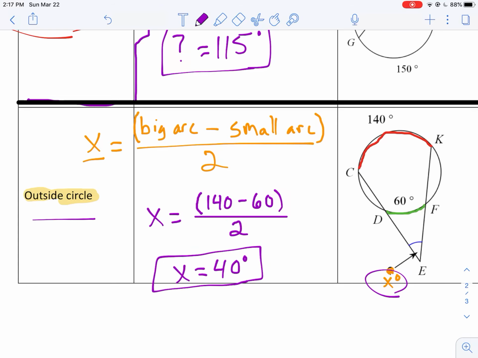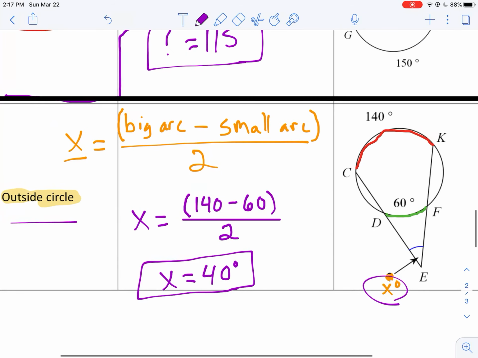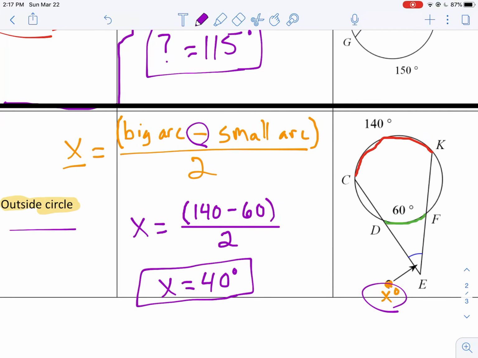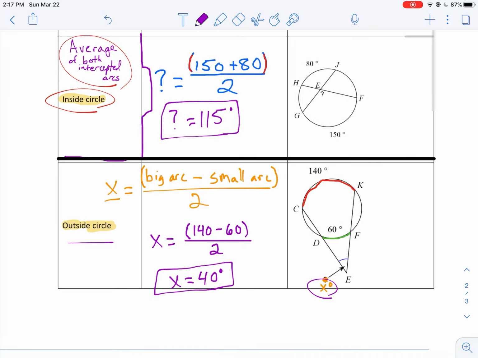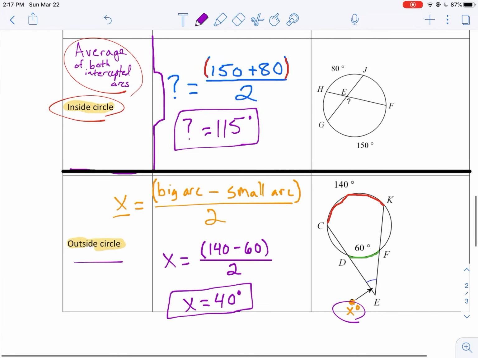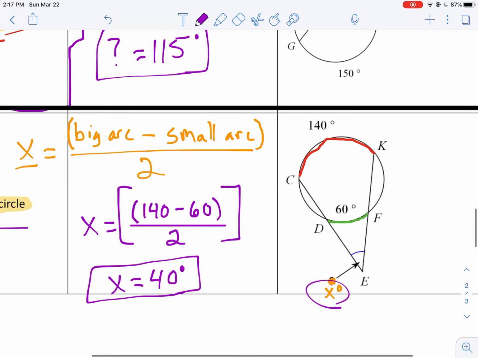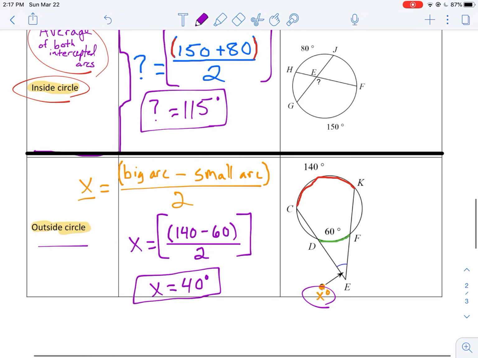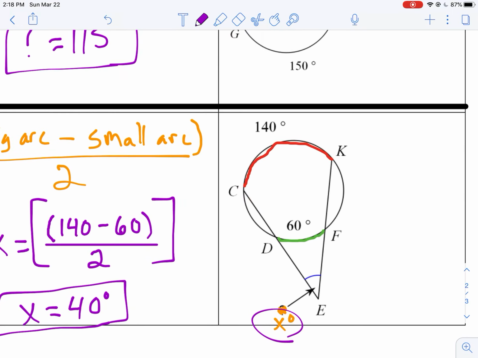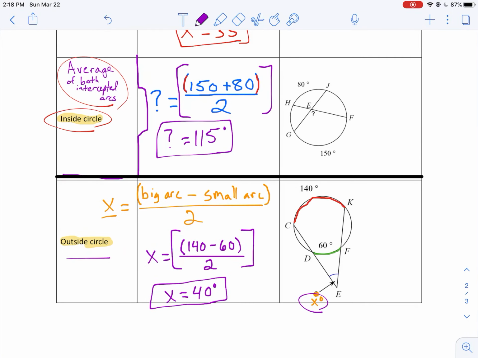So that is the new notes for today. The key here is that you do big arc minus small arc divided by 2, and also it's a minus now instead of a plus. Okay, so we have two very similar problems, similar setups, right? We pretty much did the same math. We just added two numbers divided by 2. We subtracted two numbers and then divided by 2. It's pretty much the same math, just slightly different, and the location of the angle is what makes the difference. Okay, big arc is red, small arc is green.